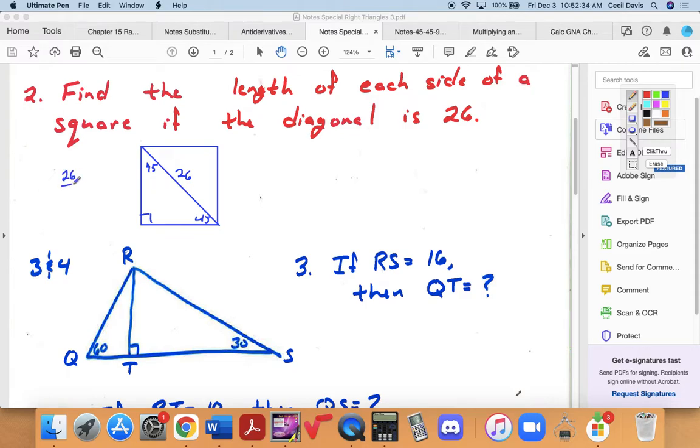We can't reduce, and we can't leave a square root in the denominator. So we're going to rationalize and get 26 square roots of 2 over 2, which is 13 square roots of 2.